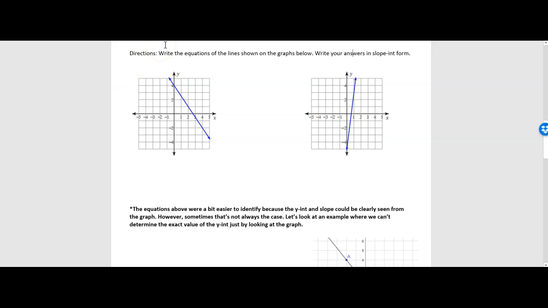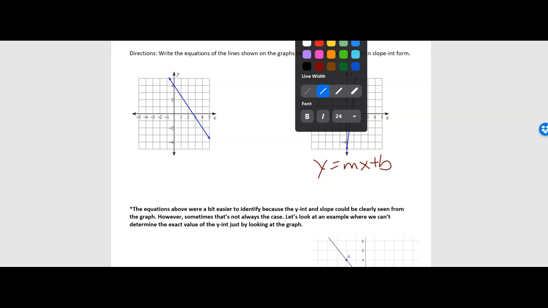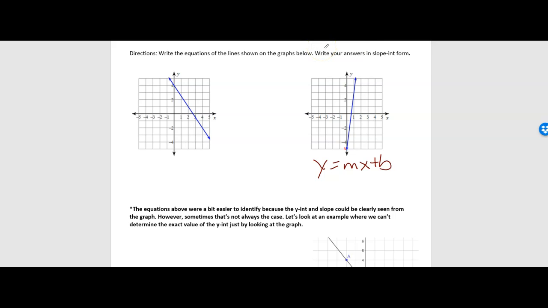Okay, so we are just going to do the one on the right, actually. They're both very similar. So we know that slope-intercept form is y equals mx plus b. Let's go ahead and find that y-intercept first. And that is right down here at -5. So that's the point (0, -5). So b is equal to -5.